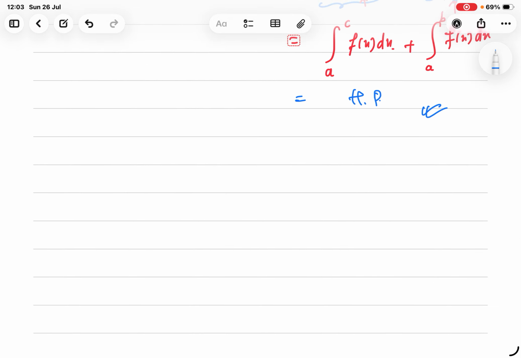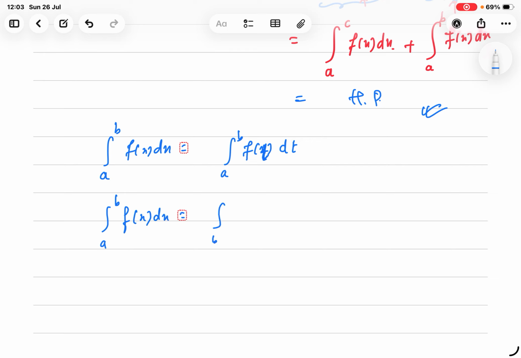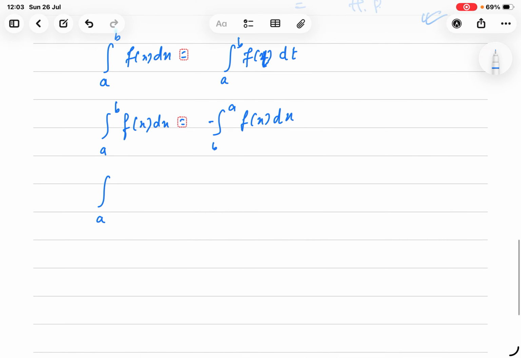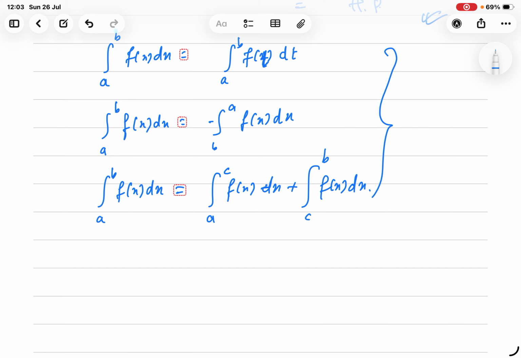Let me summarize all three. The integral from a to b of f of x with respect to x: you can change the variable to f of t with respect to t without affecting the ranges. If you change the range, you have to take a minus. And you can split the integral into the integral from a to c of f of x dx plus the integral from c to b of f of x dx. So these are the three basic properties used to solve the next ones.